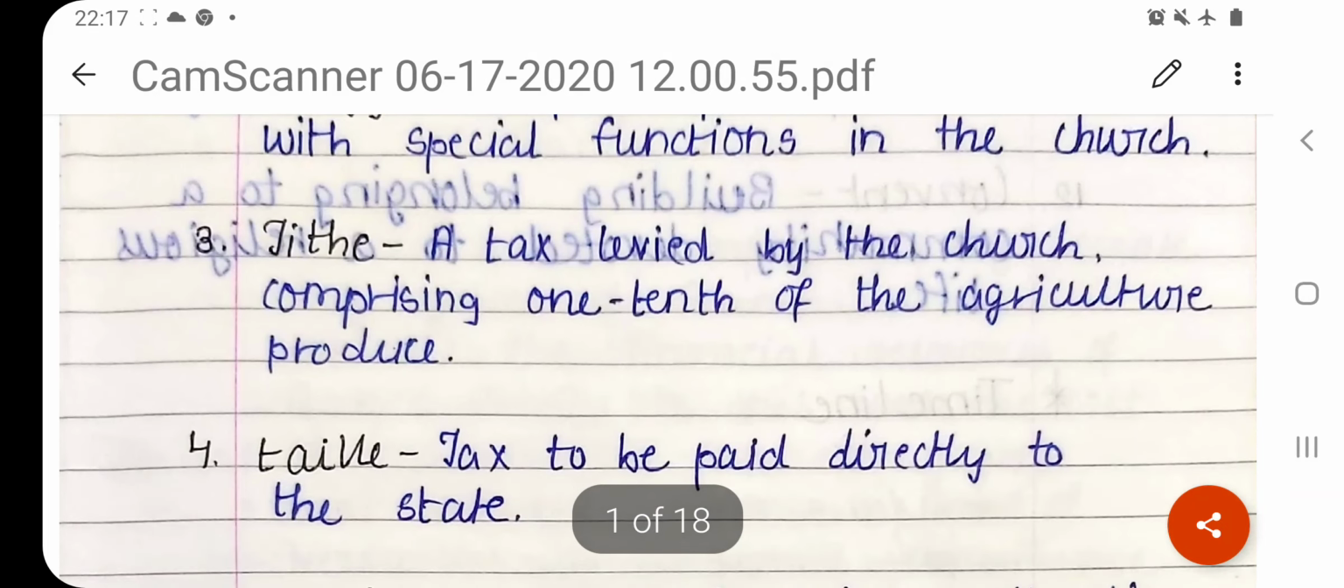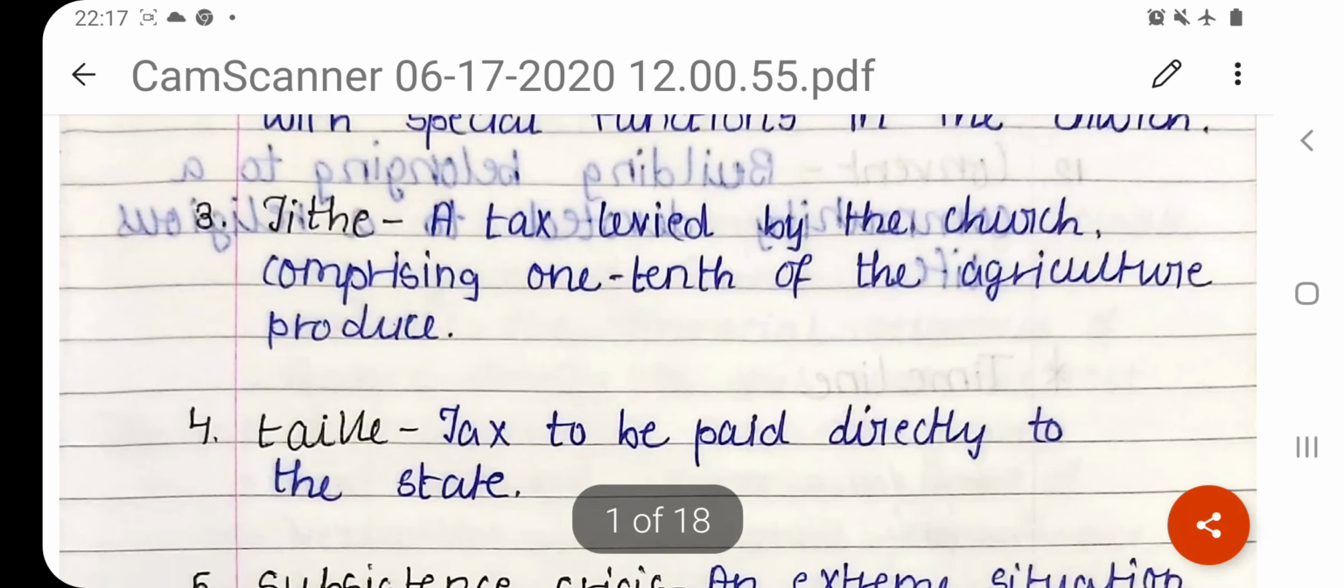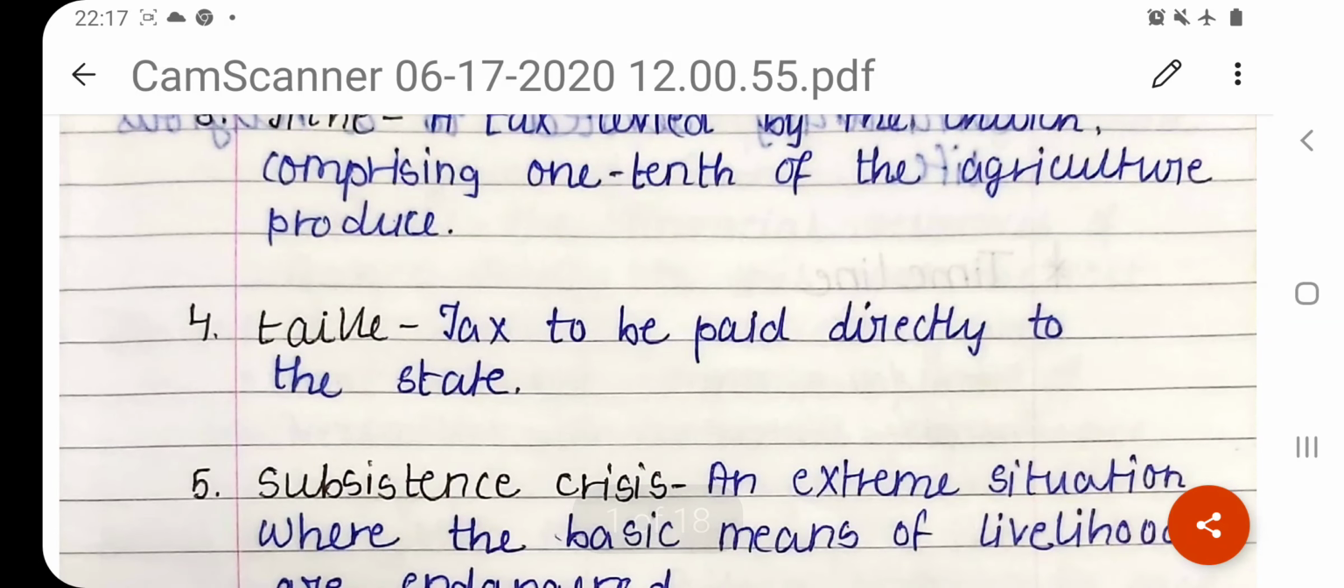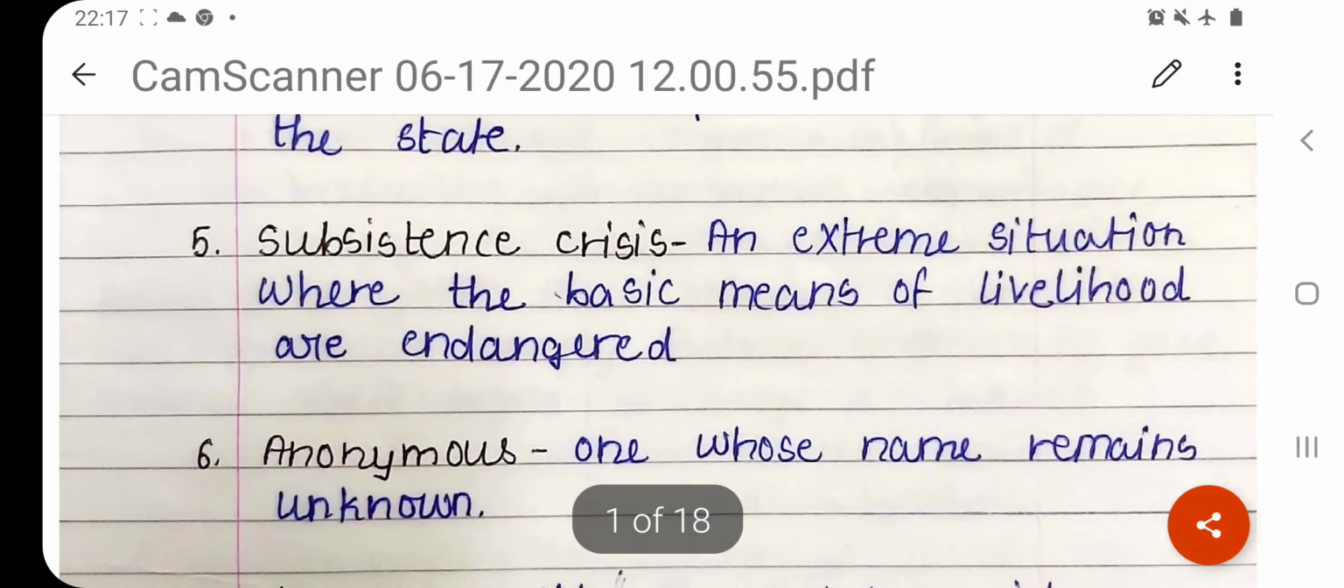Tithe, a tax levied by the church comprising one-tenth of the agricultural produce. So tithe is basically a tax which is taken by the church. Taille, or tile, a tax to be paid directly to the state. This is the tax which was collected directly by the government.